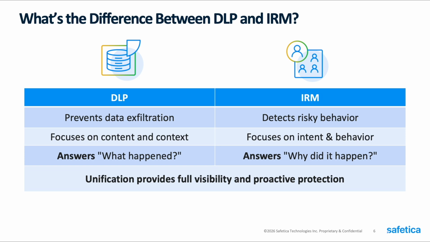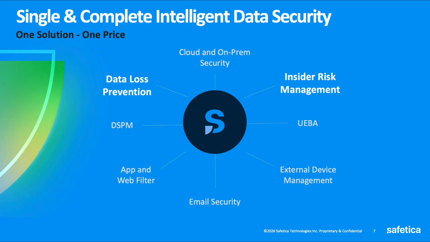And really what we have seen, and kind of what we've done, is that over the years we evolved from a DLP solution, and also merged that with an IRM, or insider risk monitoring and management solution, to have a unified data security platform, because that unification provides full visibility and proactive protection in an environment. And talking about full protection in an environment, that kind of leads us into the Safetica solution.